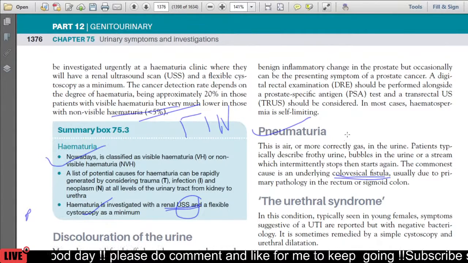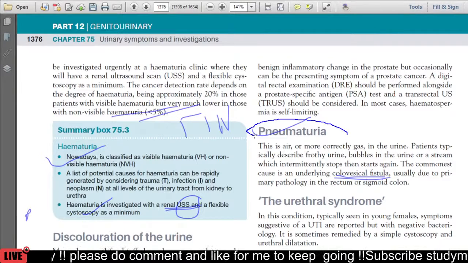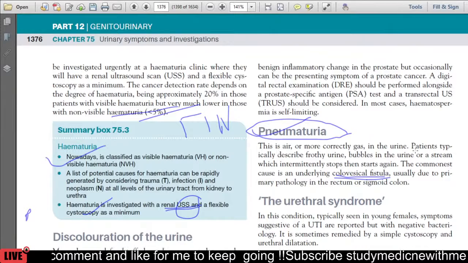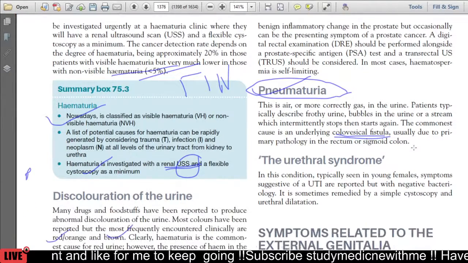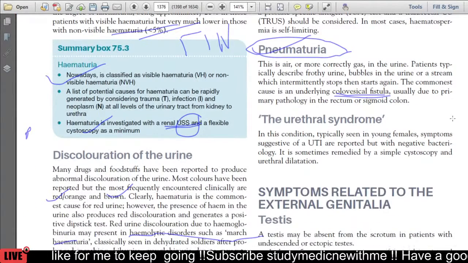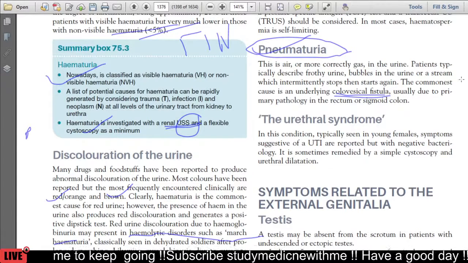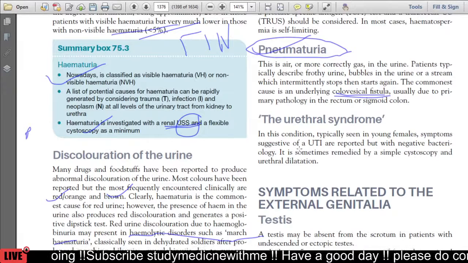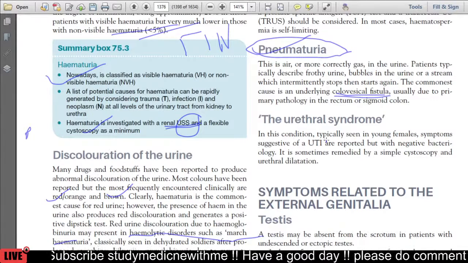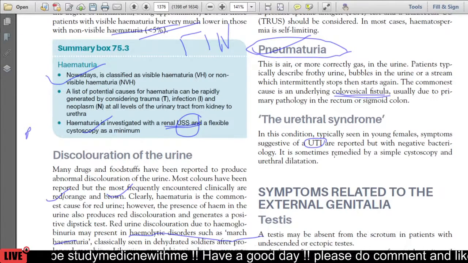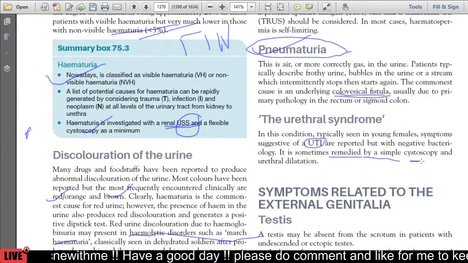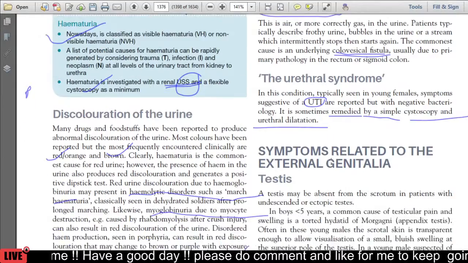It might cause pneumaturia, which means the patient explains that the urine is frothy, fizzy, usually due to a primary pathology in the rectum and sigmoid colon. Okay, so there's something called urethral syndrome. In this condition, typically seen in young females, symptoms suggestive of urinary tract infection are reported, but with negative bacteriology. It is sometimes remedied by simple cystoscopy and urethral dilation.